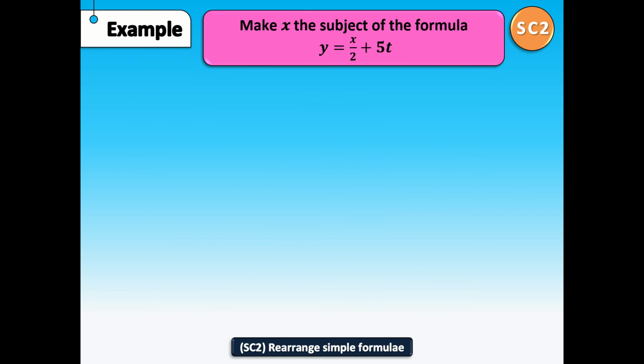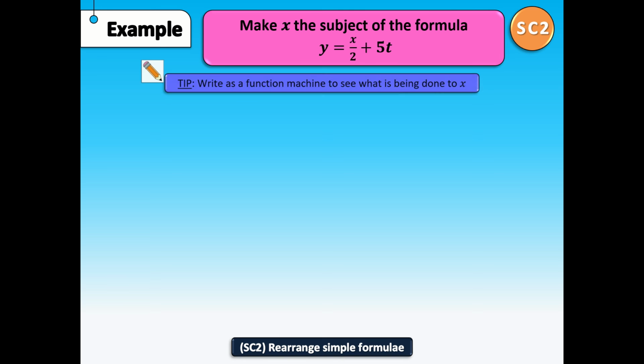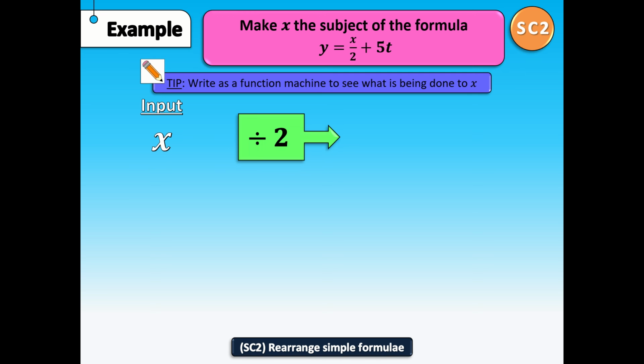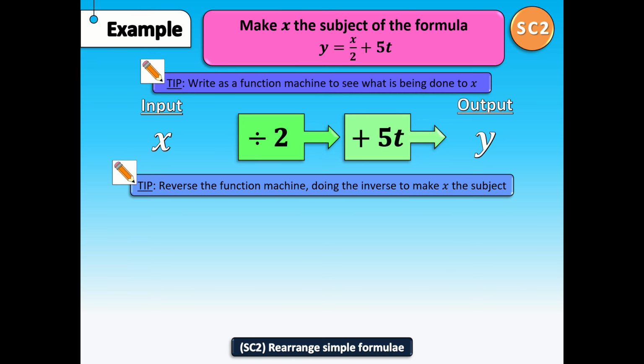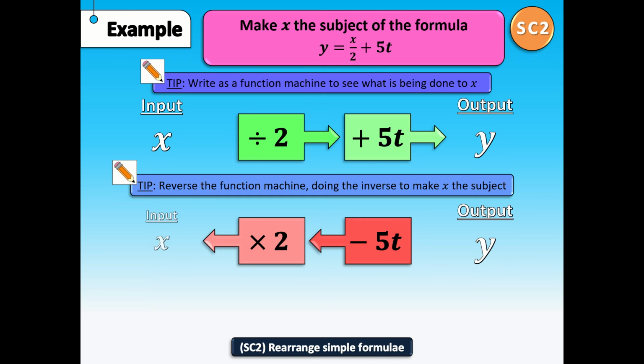Here's another example. This time we want to make x the subject of the formula. So we write down what we're doing to x as a function machine. So we've got x. x over 2 means we're dividing it by 2, and then we're adding 5t, and that gives us y. So we've got to work backwards, but this time doing the opposite. So the opposite of adding 5t is taking away 5t, and the opposite of dividing by 2 is timesing by 2, and that will give us x. So x equals y minus 5t times by 2, and that can be written as 2 brackets y minus 5t.